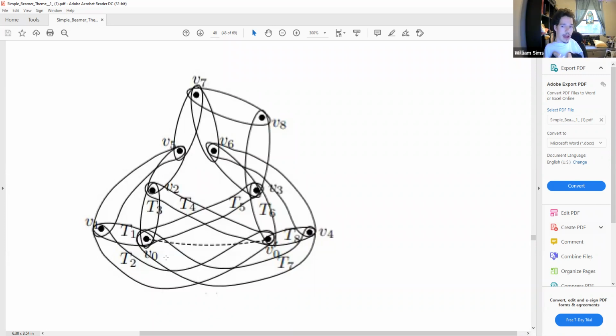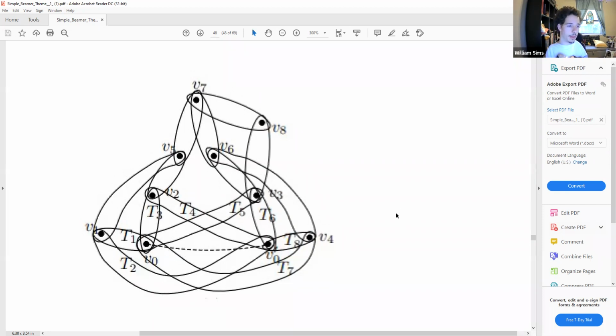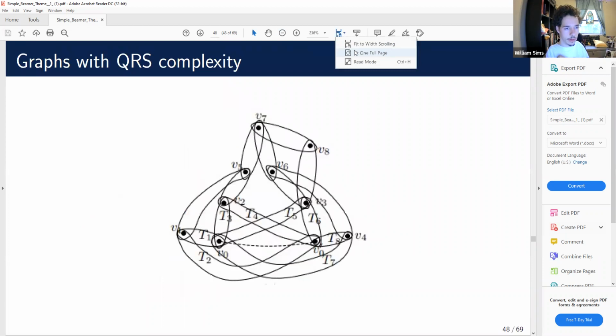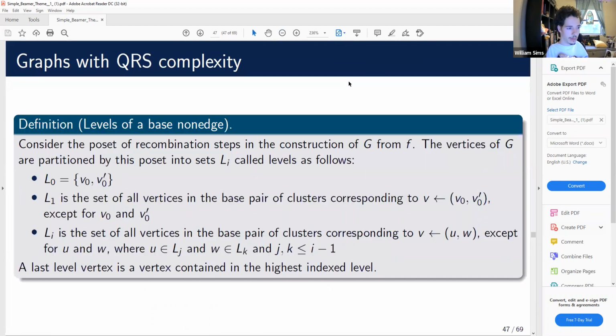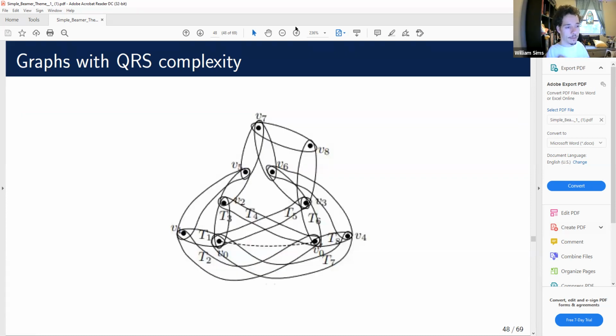Okay, then level I, for I greater than 1, is going to contain the vertices whose base pair, it may be easier to just see the definition in this case. Level I is the set of all vertices whose base pair is UW such that U is in level J and W is in level K, where they don't have to be distinct, but they can be, such that the maximum level of J and K is I minus 1. So it just means that your base pair comes from lower levels if you're in level I, and they can come from at most level I minus 1. And then a last level vertex is just a vertex contained in the very last level of all your levels.